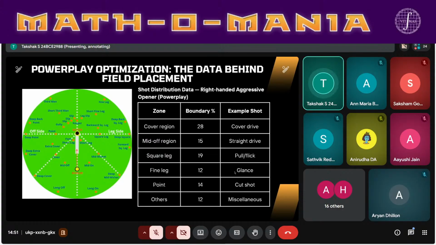The cover region accounts for 28% of all boundary probability. This is by far the highest zone on the field, and it makes sense once you think about it. The cover drive is the most naturally grooved shot for most right-handed batters, because when a ball is bowled full and slightly outside off stump, the cover drive is the instinctive, high-percentage response. During the power play, with only two fielders outside the circle, there is almost nobody covering deep cover. It is a massive open scoring zone.